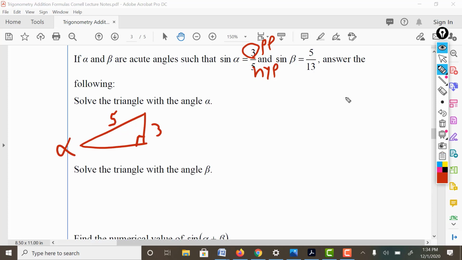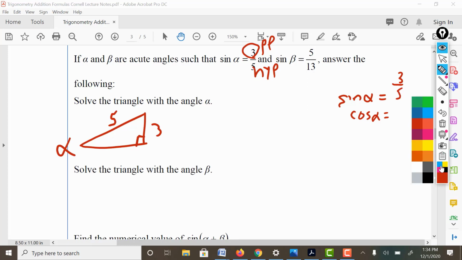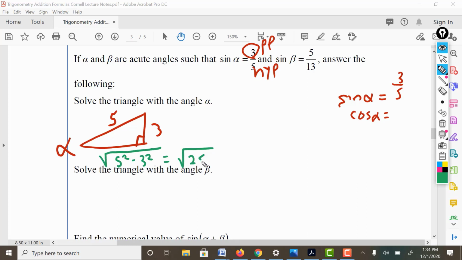At the end of this triangle, it would be nice for us to not only give the sine, but also give the cosine of alpha. So we already know the sine of alpha is 3 over 5. Let's see what the cosine would be. So we're going to go ahead and find the missing side using the Pythagorean theorem. 5 squared minus 3 squared. That's 25 minus 9. That's 16, and the square root of 16 is 4. So the missing side is 4.